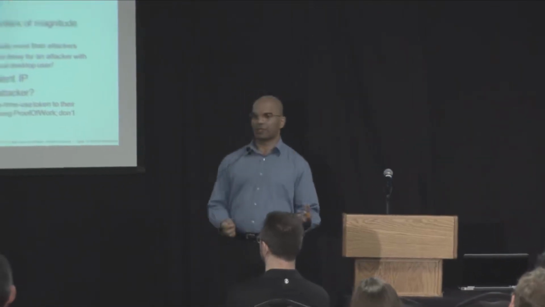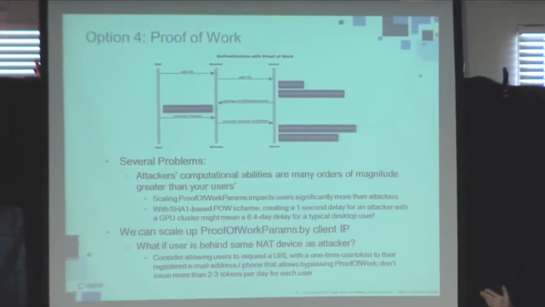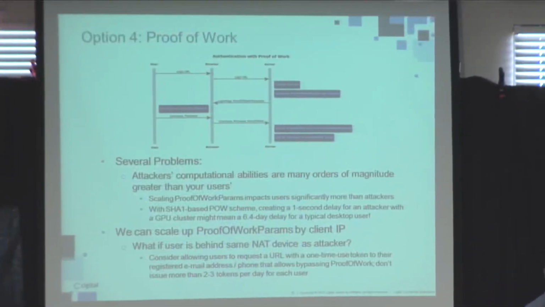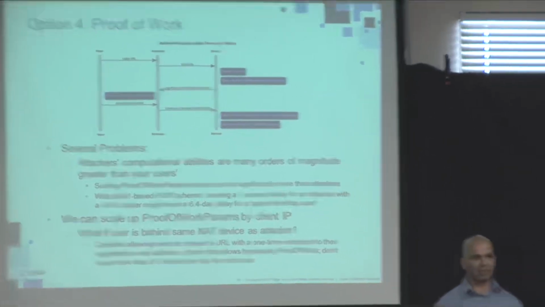Alternately, we can start scaling up the parameters by the client's IP address. So that's a little bit better. The advantage of the proof of work scheme is you can actually do things like that. You can scale up parameters by IP. You can use all sorts of heuristics, so you're not causing pain for everybody, just the machines that you think are attacking you.